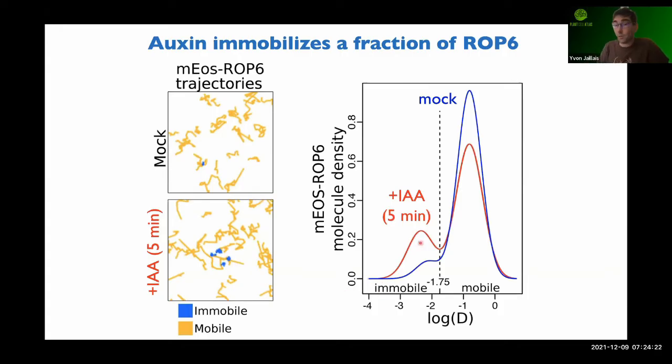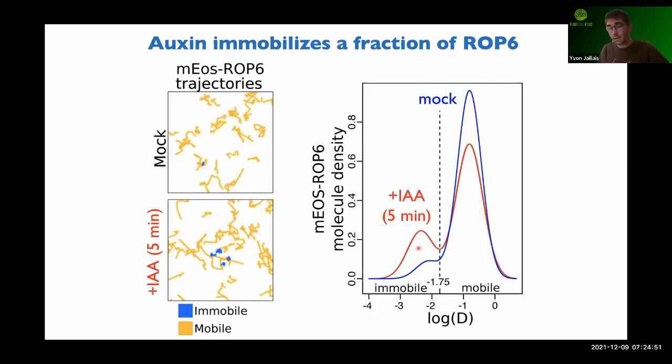What we found is that in the mock condition, we can fit this population to a single Gaussian that corresponds to mobile molecules. So almost all the ROP6 molecules in the mock condition are moving at the plasma membrane. Now, when we apply auxin for 5 minutes, about 30% of the population of molecules completely switch their dynamic behavior because they become immobile. Those are the blue dots here.